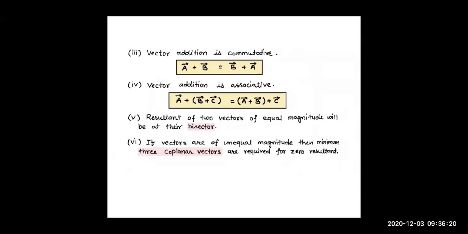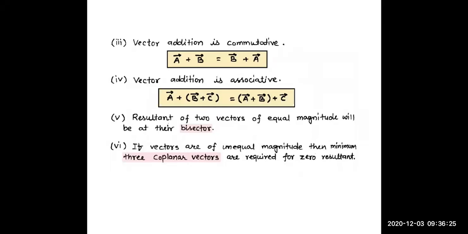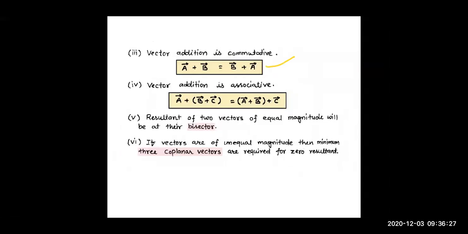Now let's see a few more properties. Vector addition follows the commutative law, right? Means vector A plus vector B is equal to vector B plus vector A, right children? Next, vector addition also obeys the associative law, that is vector A plus (B plus C) equals (A plus B) plus C, right? So it obeys the associative law.